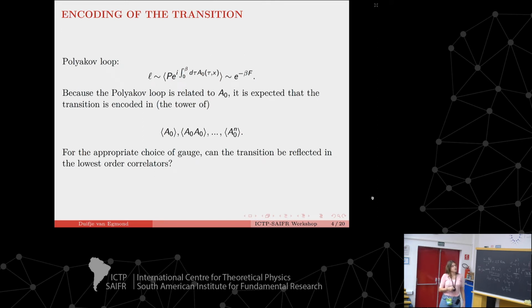Now, because of the way that the Polyakov loop is defined and its relation to A0, we expect that the transition is encoded in possibly the whole tower of endpoint functions for the gauge field. And the way in which this is encoded, of course, depends on the gauge, because these are all gauge-dependent quantities. Now, a relevant question you can ask is, for the appropriate choice of gauge, can the transition be reflected in the lowest order correlators? And of course, this is an interesting question, because these objects are much more approachable, much more reachable with our techniques than, for example, the Polyakov loop itself.